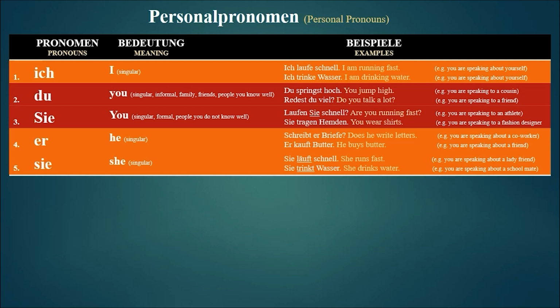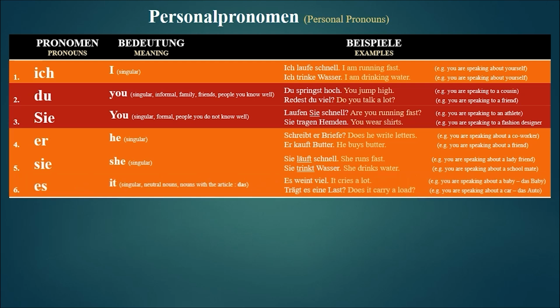And mind you, the Sie at number 3 always remains in capital. So when you look at a sentence like laufen Sie schnell, even within the sentence it is written with a capital S. Always, at the beginning of a sentence or within the sentence, it is always in capital. But this is not the case with sie as she. No, we do not use a capital. Let's move on.